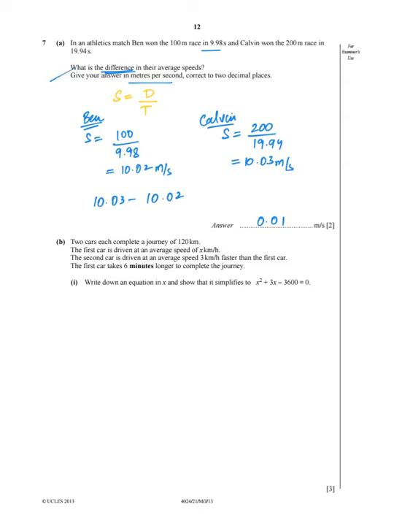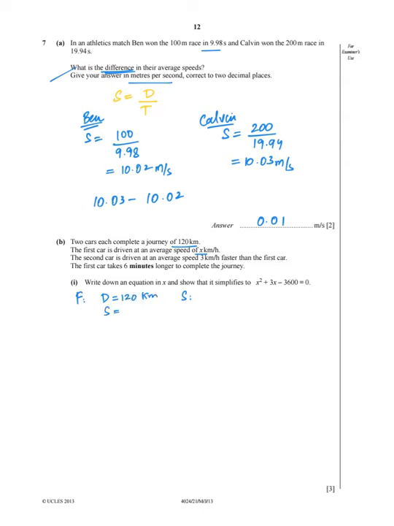After that, two cars complete a journey of 120 kilometers. The first car is driven at a speed of x kilometers per hour. The second car is driven at a speed of 3 kilometers per hour faster than the first car. The first car takes 6 minutes longer to complete the journey. So I have two cars, the first car and the second car. The first car is driven at a speed of x. So you have distance, which is 120 kilometers.